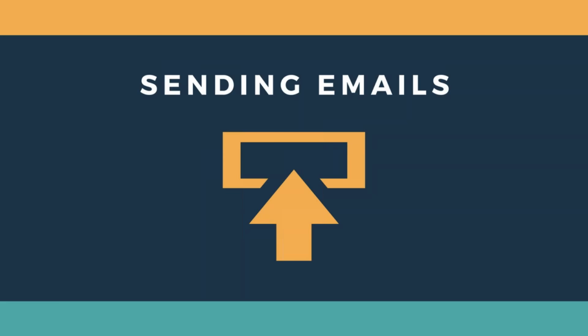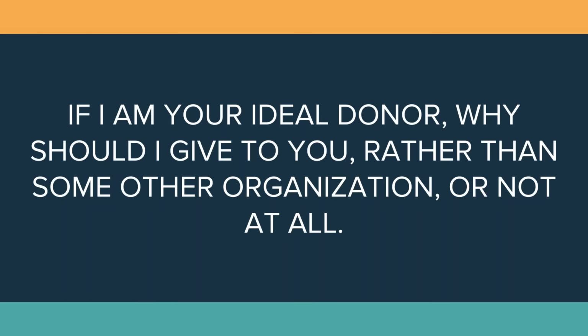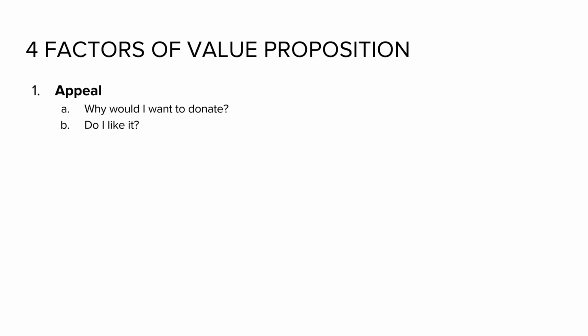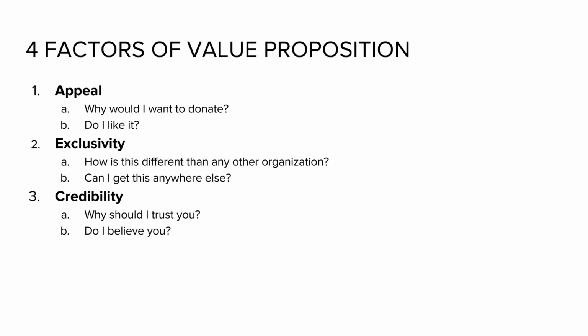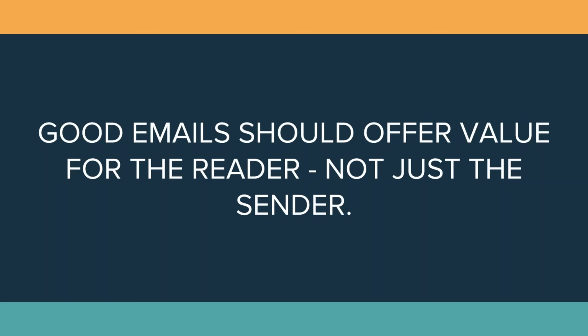But then what about sending emails throughout the rest of the year? What are some of those key components in sending a great email? So again, we need to answer this question, especially when it comes to fundraising. If I'm your ideal donor, why should I give to you rather than some other organization, or not at all? So again, these value factors of appeal, exclusivity, credibility, and clarity, we can answer those, but in the context of donation. These good emails should offer value for the reader, not just the sender, right?